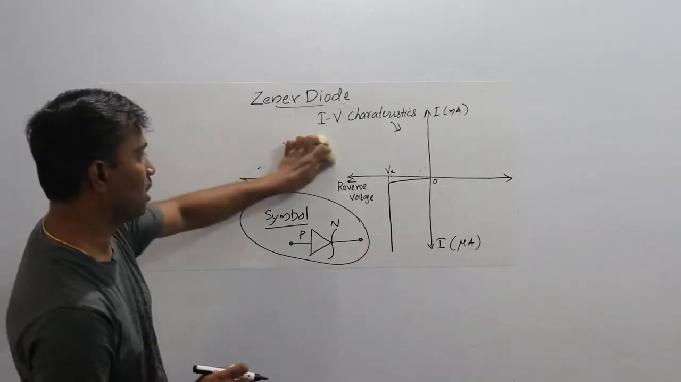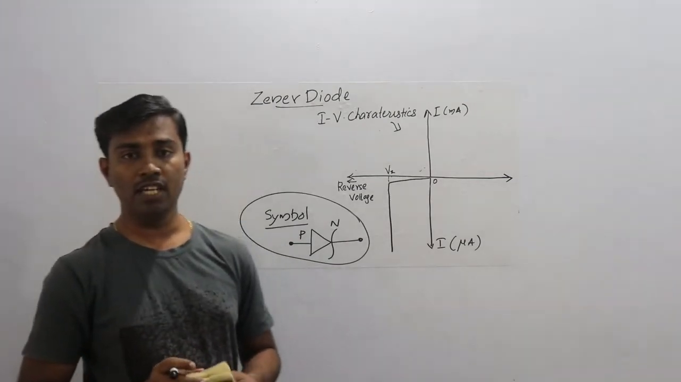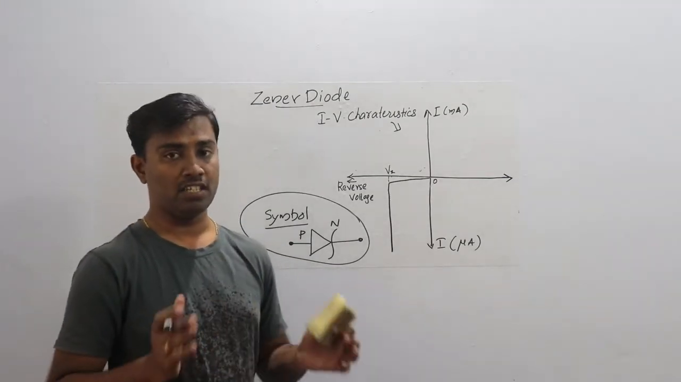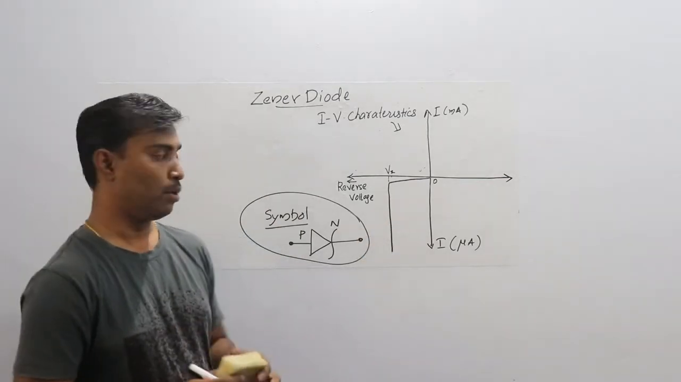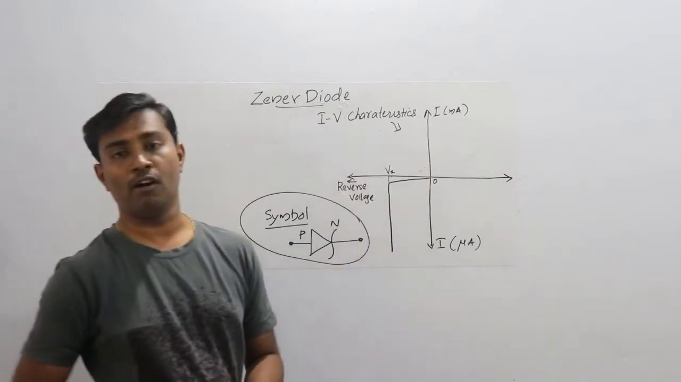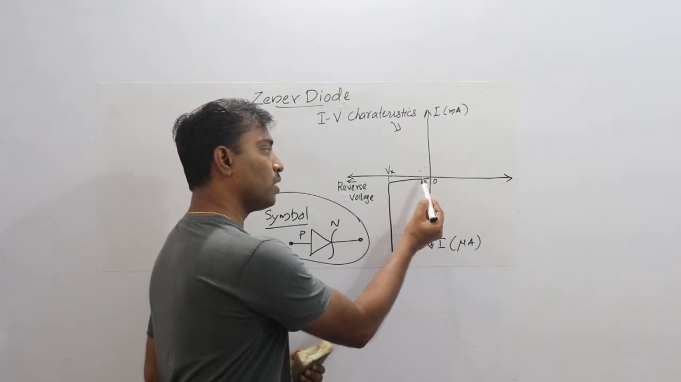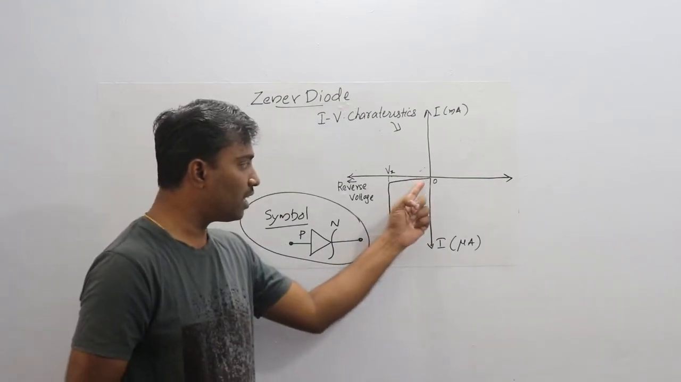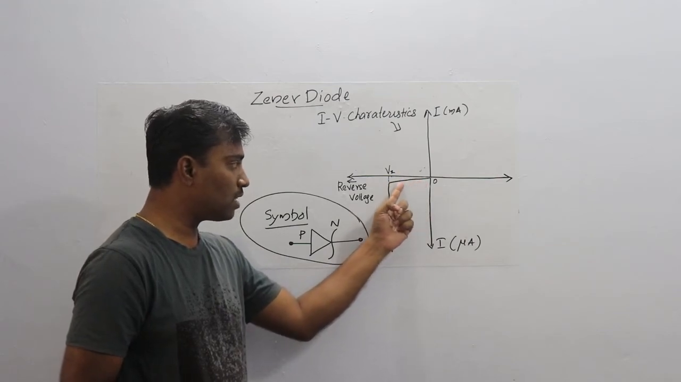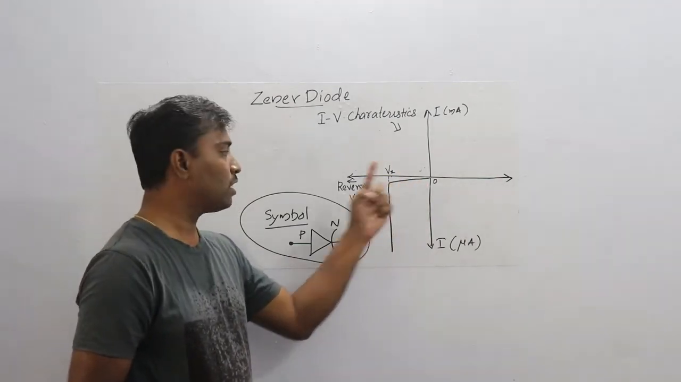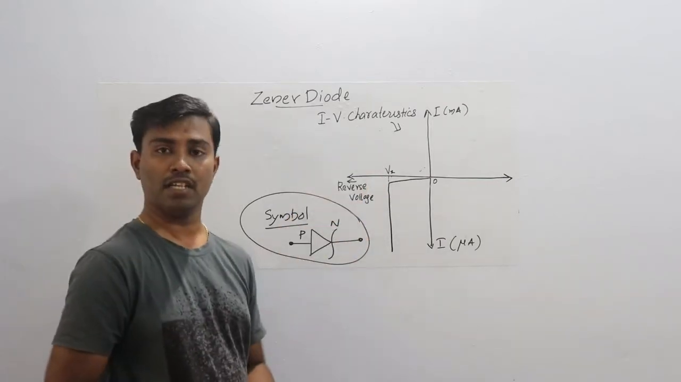Now we are going to study the IV characteristics of a Zener diode. As I told you, the Zener diode works in a reverse bias condition. This is the IV characteristic of a Zener diode. When the reverse voltage increases, there is a small increase in current. When the voltage reaches a particular value, there is a sharp increase of current.